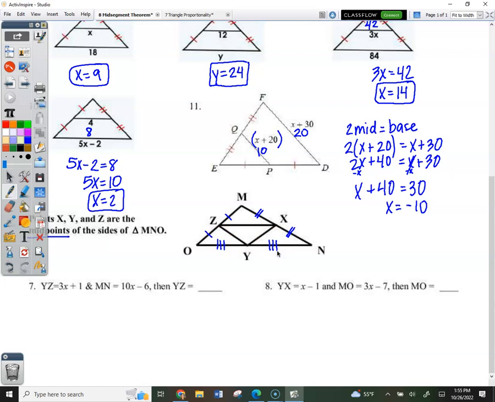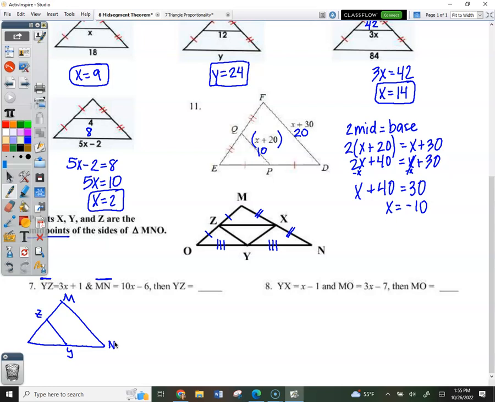Number 7 says YZ is this, MN is this, find YZ. There's a lot going on in this picture. I would recommend drawing it separately, where there's not as much going on, and I would only focus on YZ and MN. So I'm going to sketch that same picture, but I'm only going to draw YZ. Where's YZ? Right here. And MN is here. Now it doesn't look as crowded. And now I can label it.